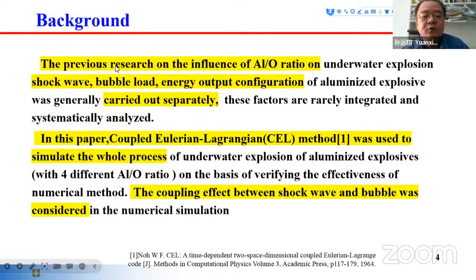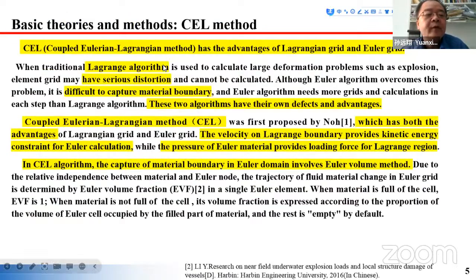The previous research on the influence of the ratio on the shock wave, bubble load and energy output configuration was carried out separately. In this paper, we use the coupled Euler-Lagrange method to simulate the whole process, and the coupling effect should be considered. The CEL method has the advantages of both the Lagrange and Euler grids.